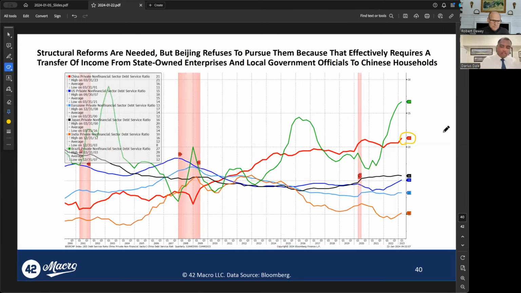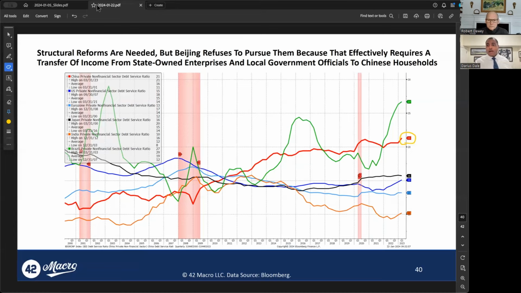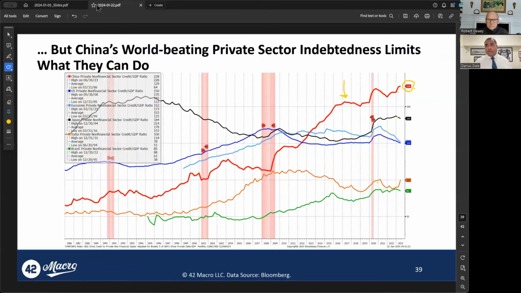So what that ultimately means is Beijing is obviously well aware of all these dynamics we just highlighted, with growth and inflation being structurally depressed and policy not responding to that. I think the reason they're not responding is because they know they're pushing on a string from the perspective of these debt and credit dynamics.